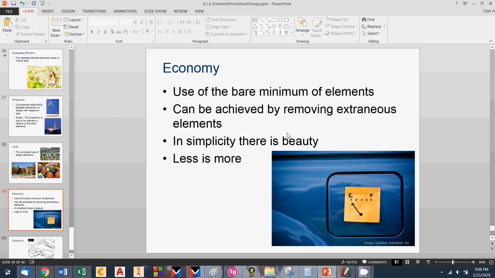The last principle of design that we're going to look at is called economy. Economy is basically the whole less is more idea. Let's cut out the extra stuff, things we don't need.